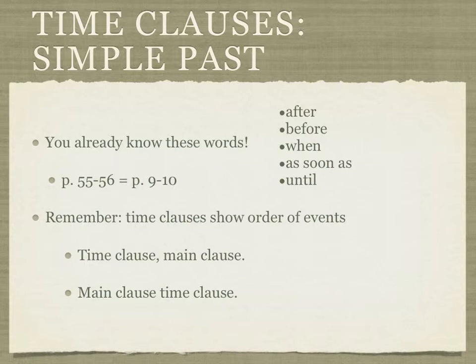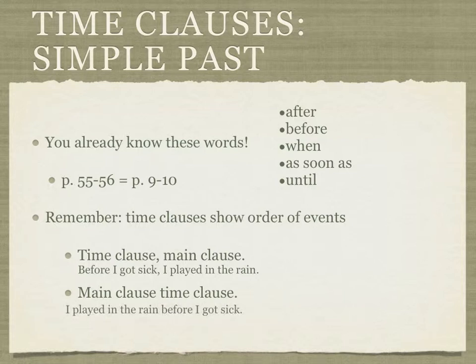They're on pages 55 through 56 in your book, and it's the same as the list on pages 9 through 10. We used these words with simple present already, so you already know what they mean. Remember, time clauses show the order of events. When you have two events, you have the time clause, comma, and then the main clause. So, before I got sick, I played in the rain. Or, I played in the rain before I got sick, and there's no comma in that one.